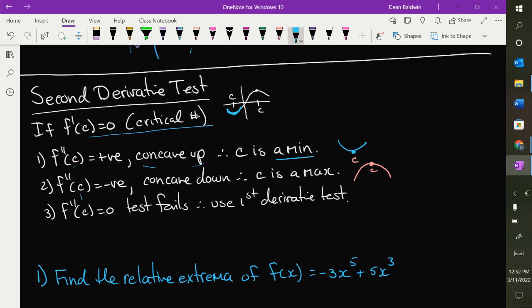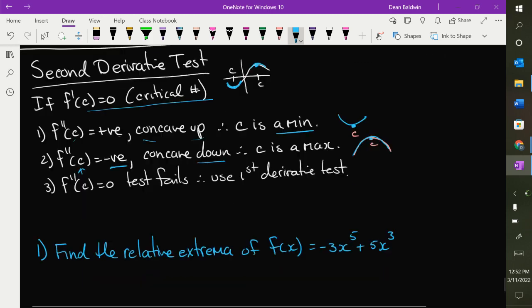Conversely, if you put the critical number into the second derivative and you get a negative number, then you know it has to be concave down at the critical number, which means you have a maximum. If it equals 0, the test fails and you have to use the first derivative test.